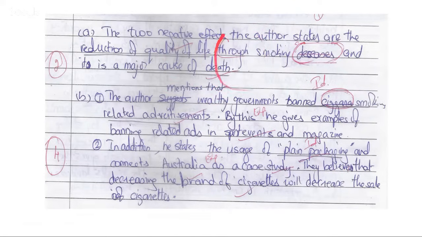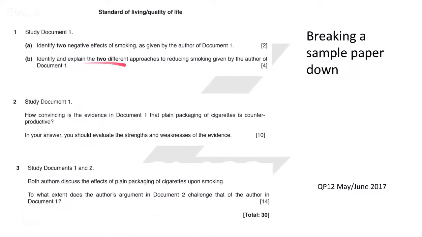So as far as you can, please make sense. Do not use incorrect grammar, which leads to just checking your answer right after that. So he gets 2 marks over here, and question B was: identify and explain the 2 different approaches to reducing smoking given by the author in document 1.